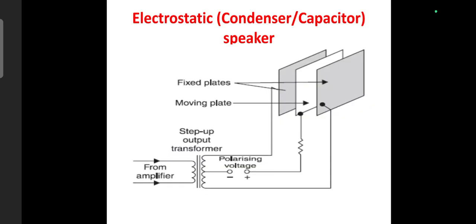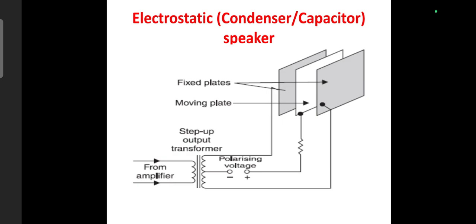Next is electrostatic speaker. Unlike conventional loudspeakers, they do not use magnets and voice coils. Electrostatic speakers work using electrostatic attraction and repulsion. They consist of a very thin, lightweight diaphragm placed between two perforated metal plates called stators. A high voltage is applied to the diaphragm while the audio signal is applied to the stator plates. As the electrical voltage signal changes, attractive and repulsive electrostatic forces are produced, causing the diaphragm to move rapidly.